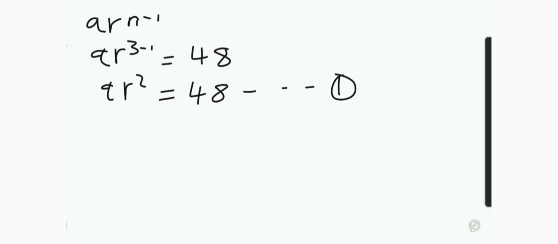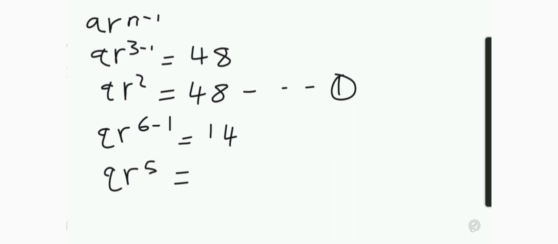Okay, this is a live example right now. I'm just solving this. This for the third term to be equals to 48. Now this is for the sixth term equals to 14. Now A R, the same thing, 6 minus 1. And that will give us A R raised to power 5 equals to 14. Equation 2.